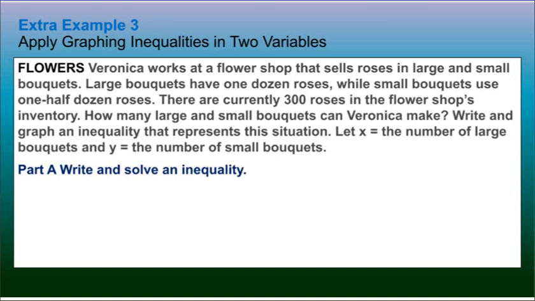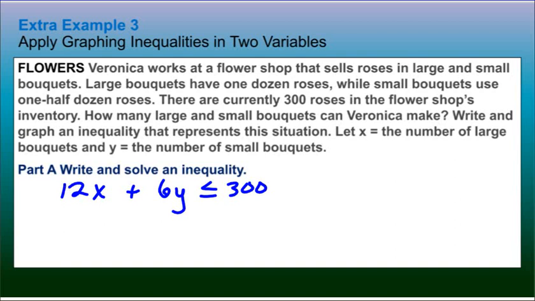So the large ones have dozens, so a dozen is 12, so that would be 12x plus 1/2 dozen would be 6, and that would be the small ones, so it would be our y. And they currently have 300 roses in there, so it has to be no more than 300, so that would be less than or equal to 300. That would be our inequality.